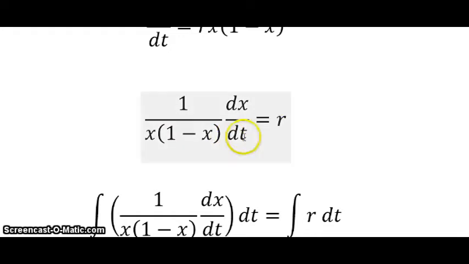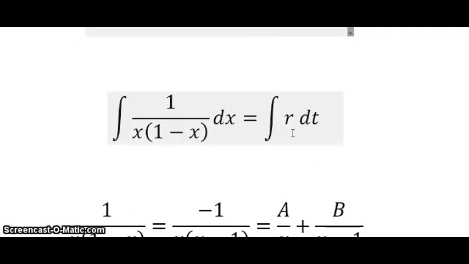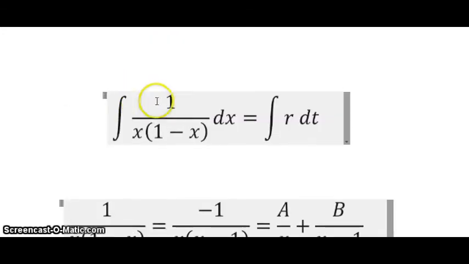After that, we integrate this equation. So we have this equation, and then we simplify it like this. Now we can do the left-hand integration, I mean this part, by using partial fractions. This makes it possible for us to integrate the equation.